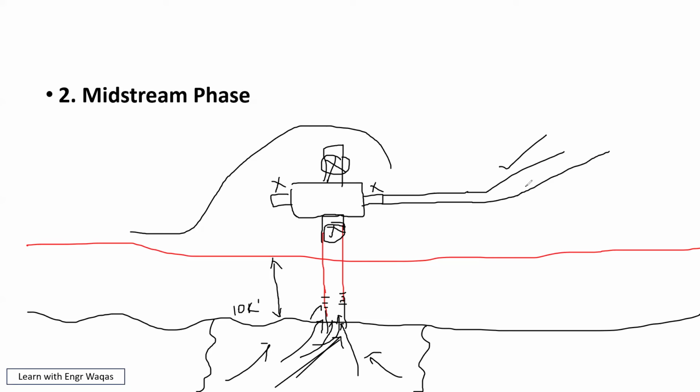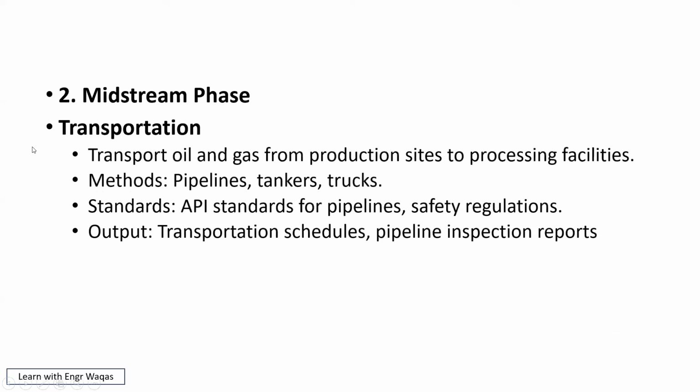So this is transportation. So this midstream has already started. This is transportation, right? Your hydrocarbons are going up to here. This is upstream. But once they are going to be transported, either by pipeline or via big trucks, transportation is under midstream. So transport oil and gas from production sites to processing facilities: pipelines, tankers, trucks, API standards.